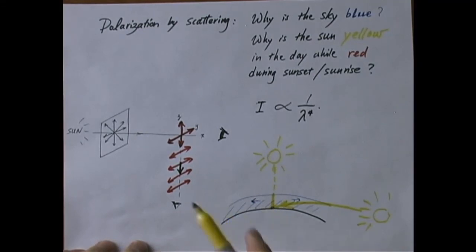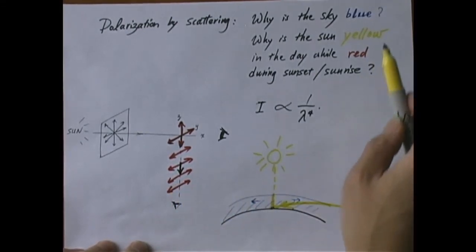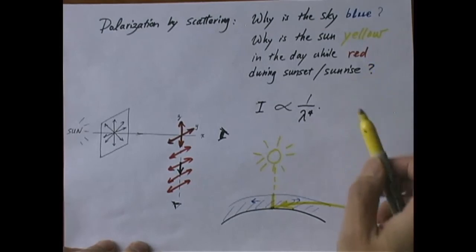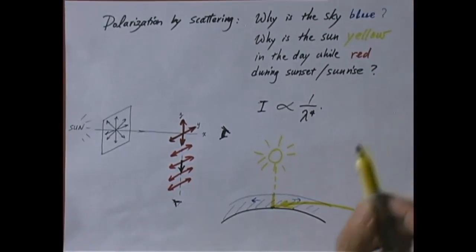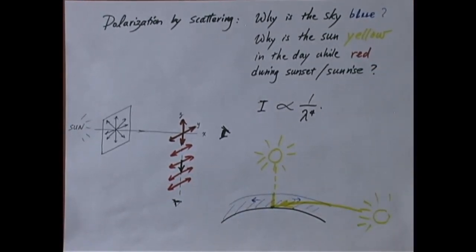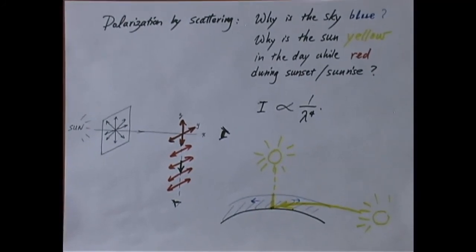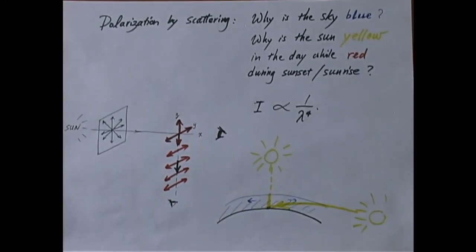So you see, the same basic physics explains all these things. Why is the sky blue? Why is the sun yellow during the day and red during sunrise and sunset? It's all part of polarization by scattering. I must point out that there are yet other mechanisms that can cause polarization. One of them is called polarization by double refractive crystals. We use that a lot, but we don't have time to discuss it. There are other mechanisms. So we had a brief overview of optics.